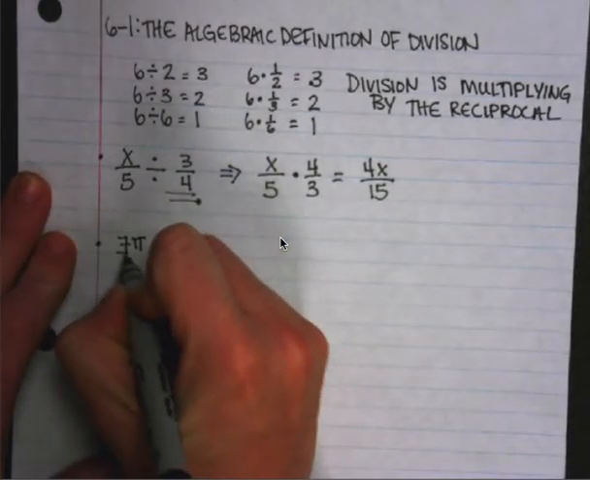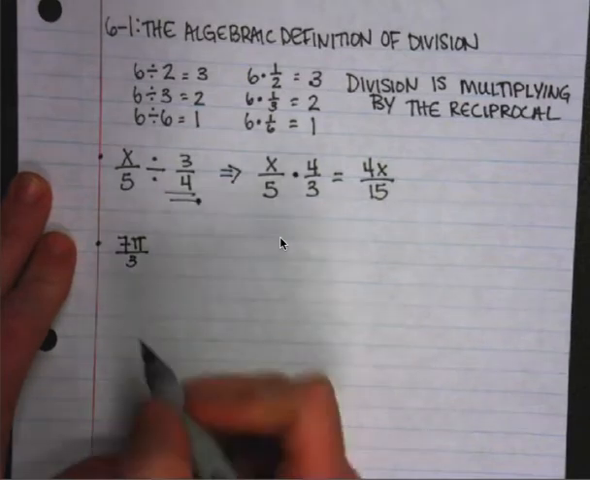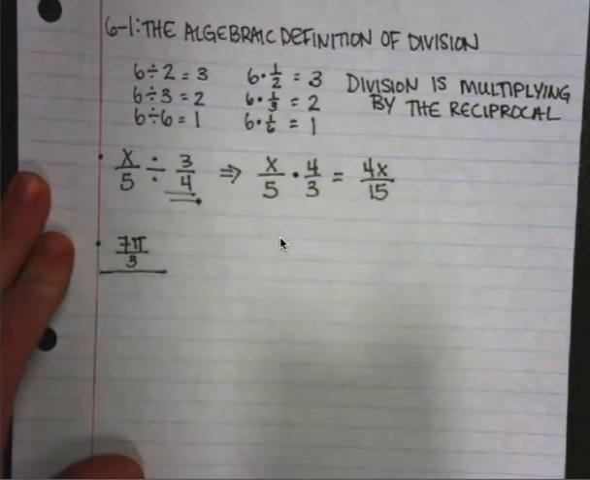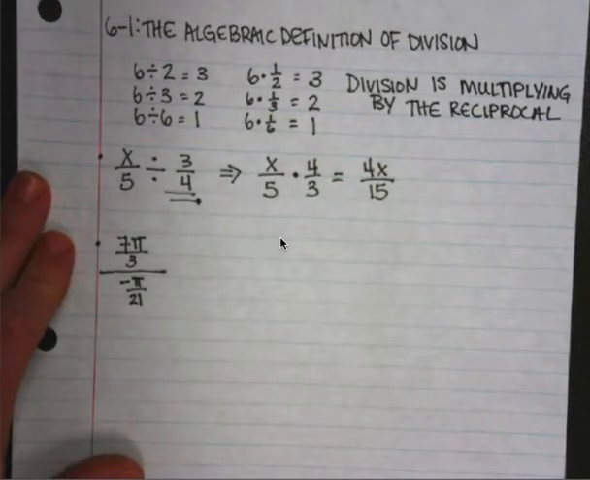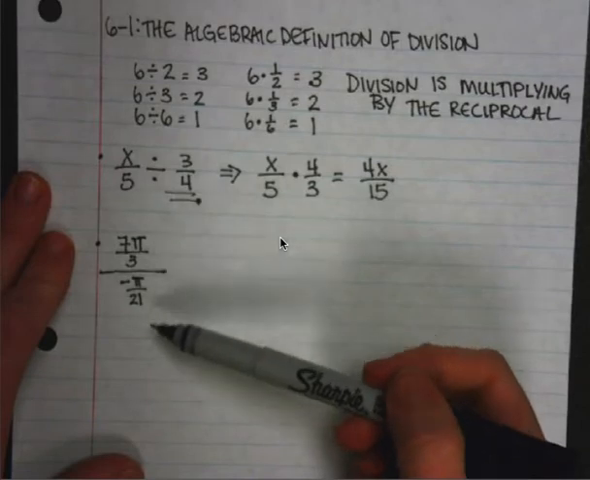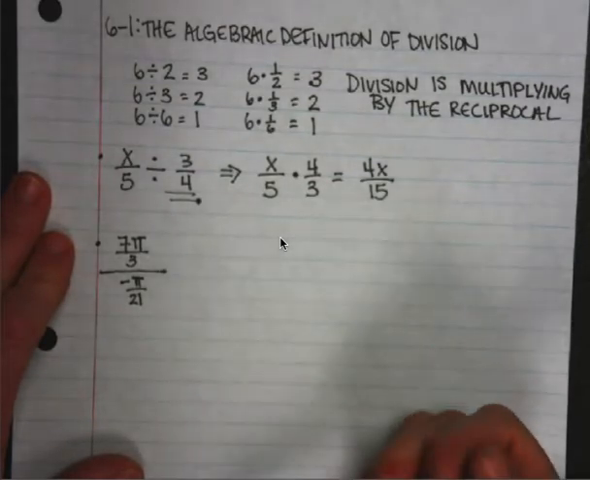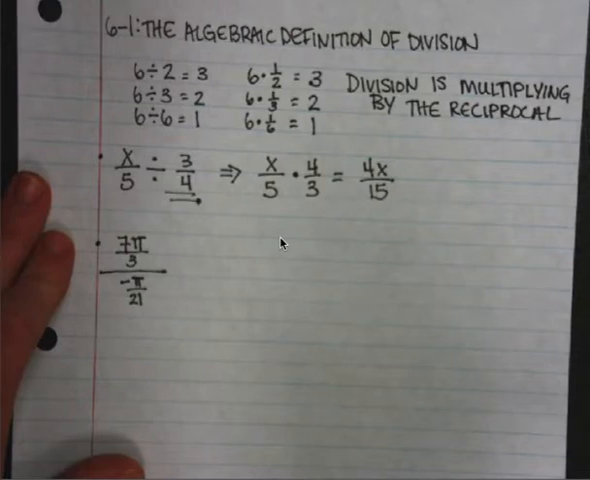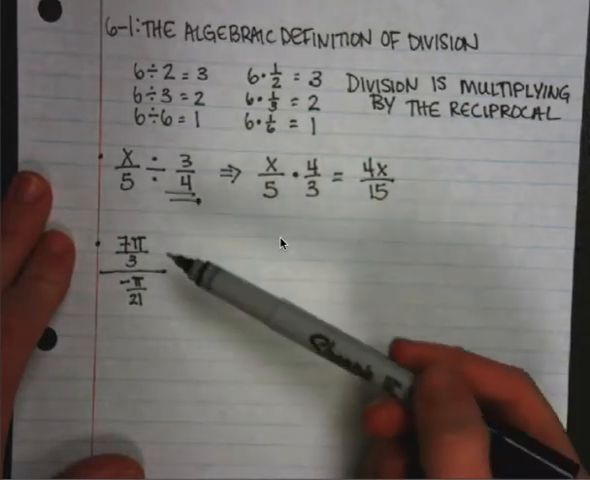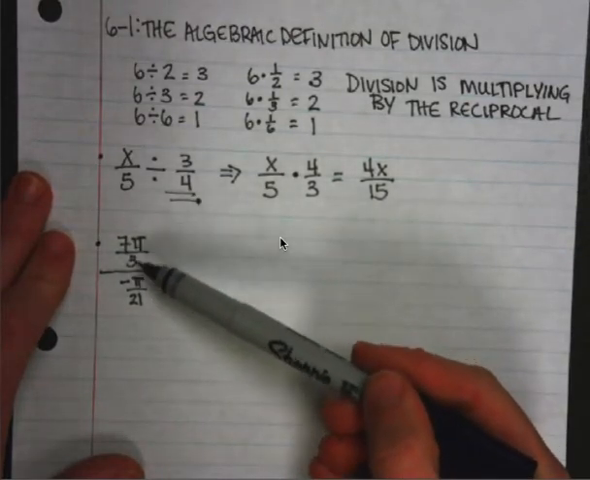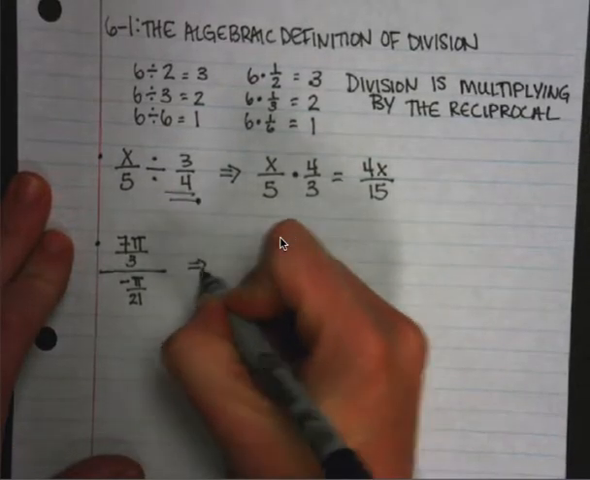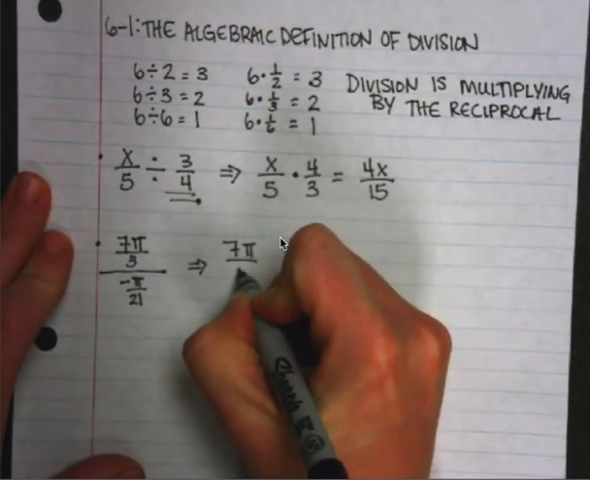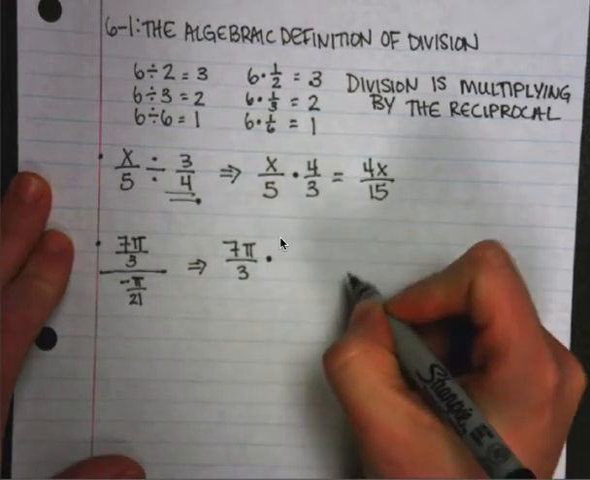We can have things written as complex fractions. 7 pi over 3 divided by negative pi over 21. And you've heard me say this, don't give me a fraction in a fraction. It's not appropriate, it's not mathematically finished, okay? But what this is really just saying is this number divided by this number. And we know that we can just reciprocate the second number and multiply by the reciprocal.